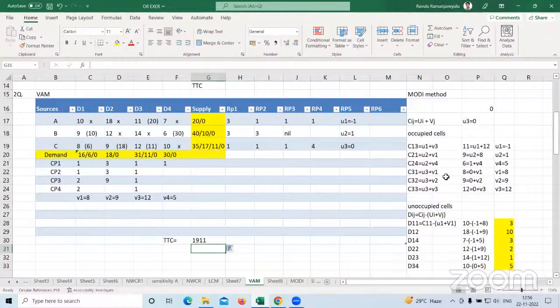Sir, we are applying the MODI method to check whether the VAM answer is optimal or not? VAM gives a feasible solution. We are applying MODI only to check whether it is the optimal, best solution or not. Okay, understood.